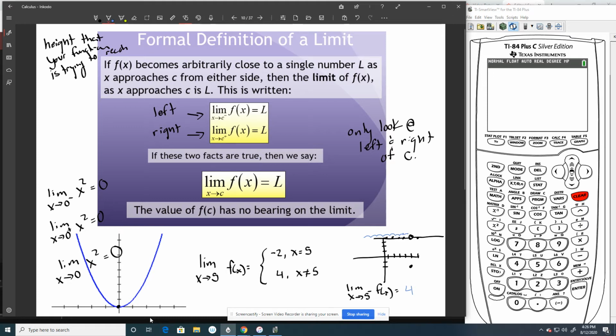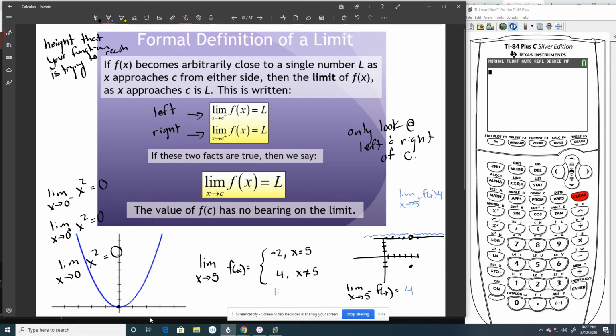But I don't care about that. I just care about what happens as I get closer. And similarly, my limit as x approaches 5 from the right-hand side of my function, as I'm coming from the right, my y value is 4, 4, 4, 4. It stays 4 all the way up until I'm arbitrarily close to x being 5. So my limit is still 4. So my left and my right limit are both 4.